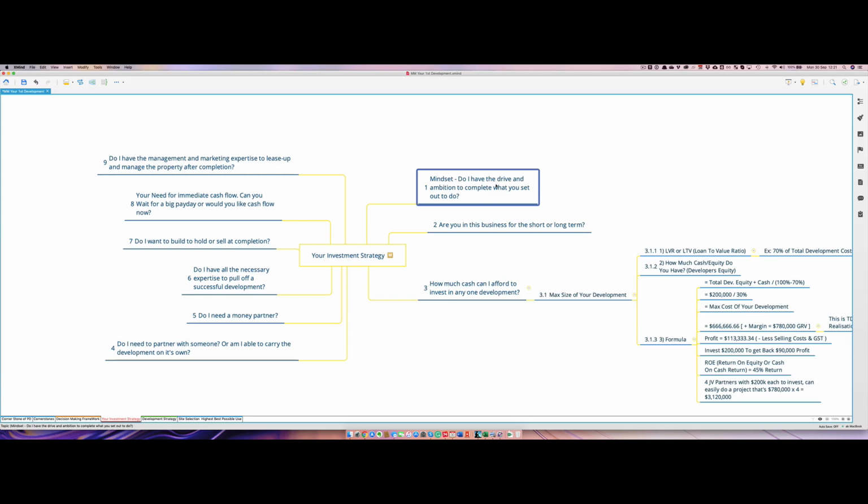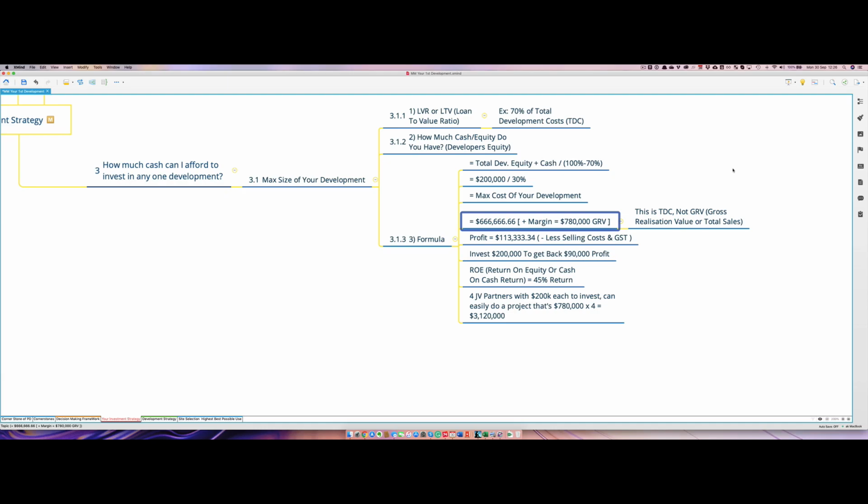Before you embark on this journey, second, you've got to ask yourself, are you going to be in this for the long term or the short term? Are you totally committed to creating another stream of income via property? If I was to break down this formula, that's how it would unfold.